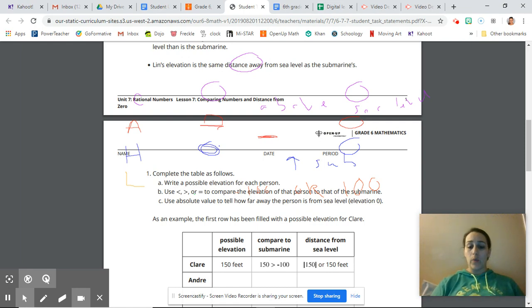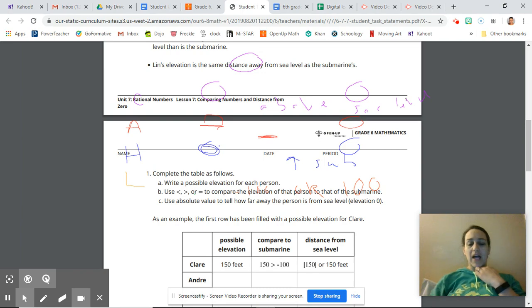And then finally, when we talk about distance from sea level, well, distance from 0, sea level is 0, absolute value is a distance from 0, it's a positive number, and it's my hero. So that's what those kind of vertical railroad track looking symbols are.